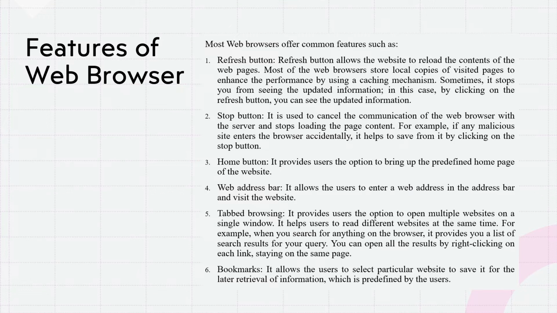Web address bar. It allows the users to enter a web address in the address bar and visit the website. Tabbed browsing. It provides user the option to open multiple websites on a single window. It helps users to read different websites at the same time. For example, when you search for anything on the browser, it provides you a list of search results for your query. You can open all the results by right-clicking on each link and staying on the same page.